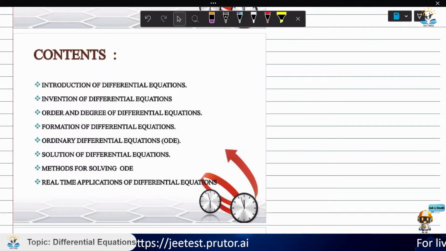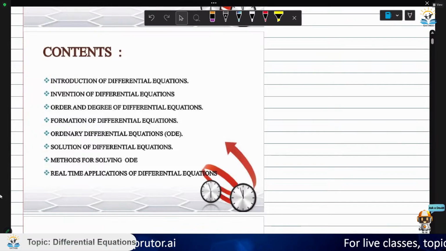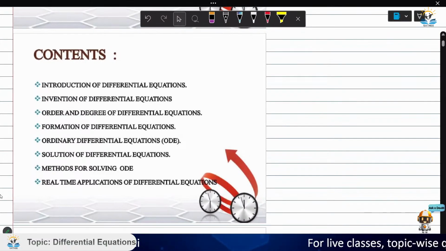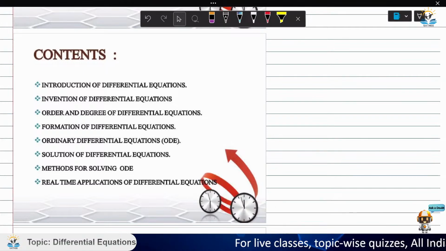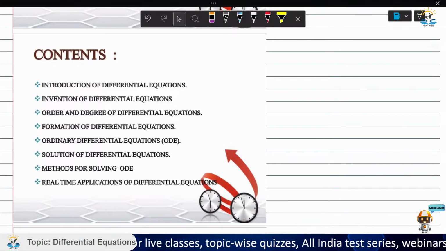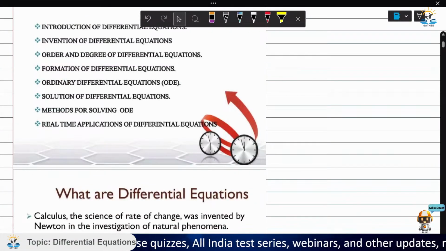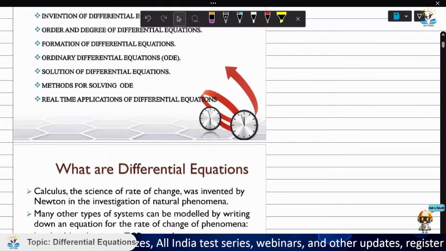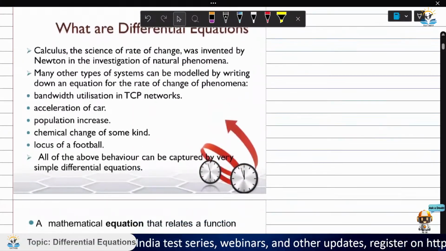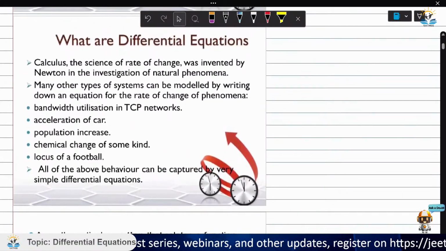Also, guys, I'll try to say differential equation as much as possible, but I have a habit of saying DE. I think it is a more efficient way of saying differential equation because we'll be saying it quite often. So let's shorten it to DE. We'll also study the order and degree of a DE, the formation of a DE, ordinary differential equations, that is ODE, then the solution of a differential equation, methods of solving an ODE, and real-time applications of differential equations.